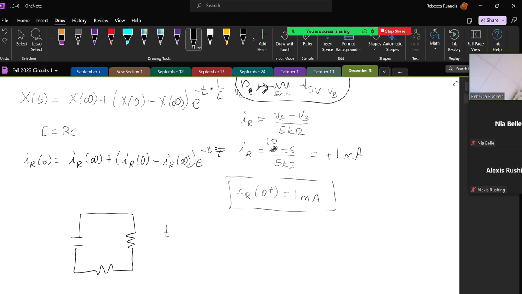So this is t greater than 0. Well, there's no source in there. And so eventually all of the energy stored in this capacitor is going to dissipate. So at infinity, VC at infinity equals 0. All of the voltage it once had is going to go to 0. When this voltage goes to 0, the current will go to 0. And so if the current goes to 0, we have that IR at infinity is 0.